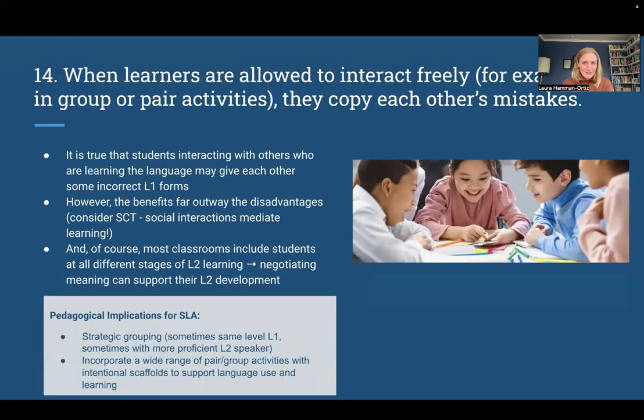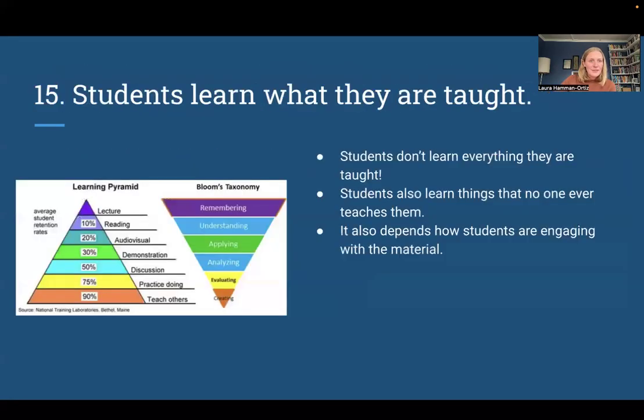So, pedagogical implications: strategic grouping is important. Sometimes you might want to put students together who have the same home language. Sometimes you want them with a more proficient speaker of the second language. So think about what the goal of the activity is and how mixing the groups could strategically support learners in different ways. And of course, incorporate a wide range of peer and group activities with intentional scaffolds to support students in their language use and learning.